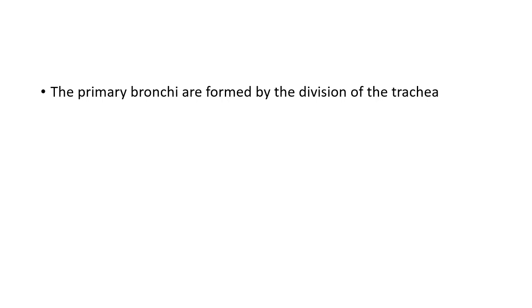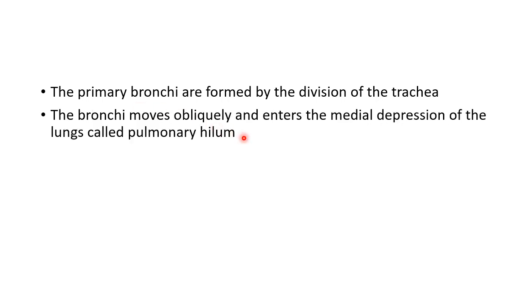The primary bronchi are formed by the division of the trachea. So again, the trachea bifurcates into two bronchi, left bronchus and right bronchus. The bronchi move obliquely and enter the medial depression of the lungs called the pulmonary hilum. So the region of the lung that is nearer to the midline is called the pulmonary hilum, and it is where the bronchi penetrate the lung, and it is also where the pulmonary vessels, pulmonary artery, and pulmonary vein enter and exit the lung.